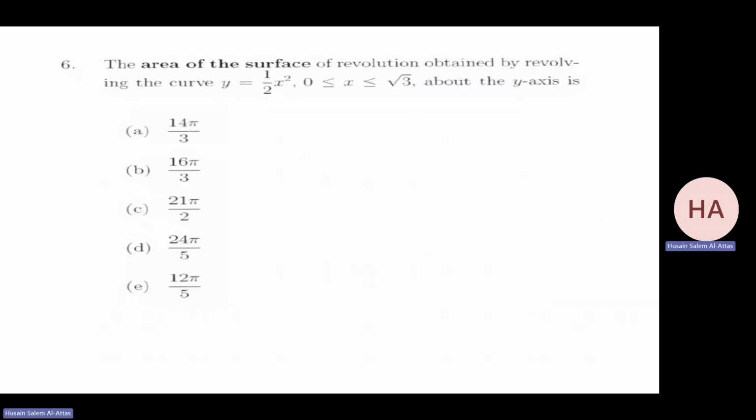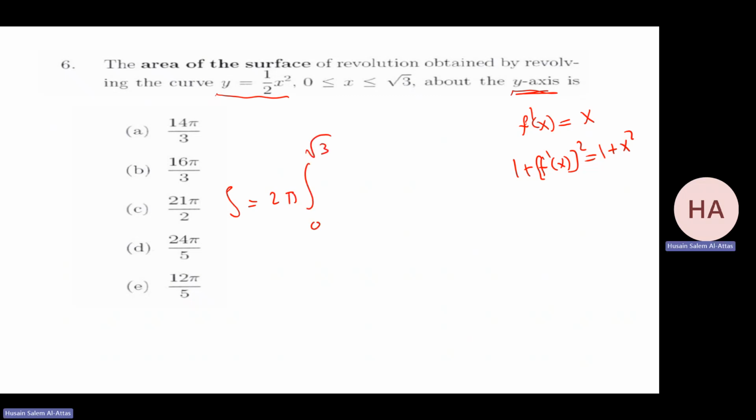The surface of revolution obtained by revolving this function. So about what? The y-axis. Okay, so I have f prime of x will be x, 1 plus f prime of x square, that is 1 plus x square, and s will be 2 pi integral from 0 to square root of 3. I think I did something similar. Okay, of what? Of x about the y-axis, and having x square root 1 plus x square dx.